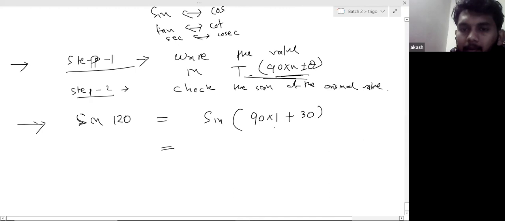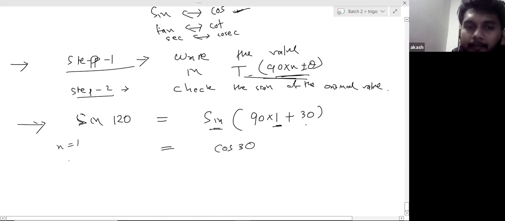Now here the value of n is odd, right? When n is odd, what we have written, sine becomes cos. So this sine will become cos, and now you just write this theta, that is 30. Here the value of n is 1 and theta is 30. This is odd. So when n is odd, sine becomes cos, and you write down the angle.